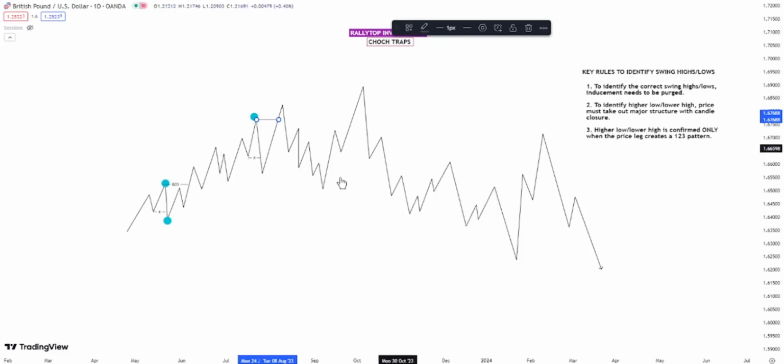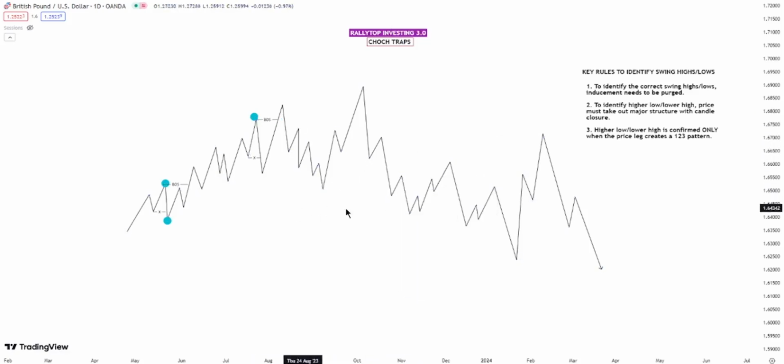Once that break of structure happens, now we go to rule number 3. For this low to be confirmed as a valid swing low, it needs to also meet rule number 3. Rule number 3 says higher low or lower high is confirmed only when the price leg creates a 1, 2, 3 pattern.